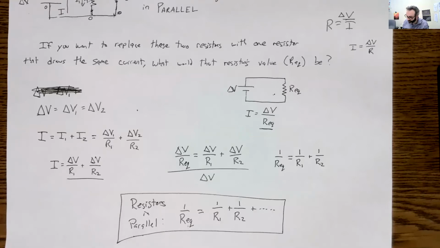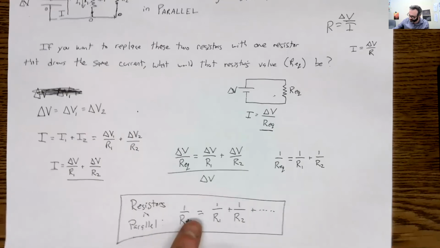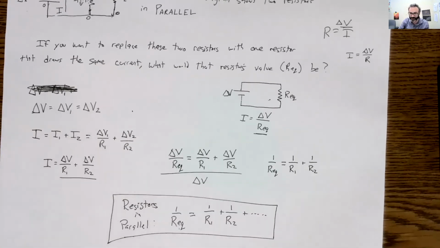We'll look at capacitors in series and parallel in a little while, and we'll see that the rules are exactly the opposite. Capacitors in series look like this, and capacitors in parallel, you just add them together. But we'll see why when we get there. Okay, so we'll stop the lecture there for today.